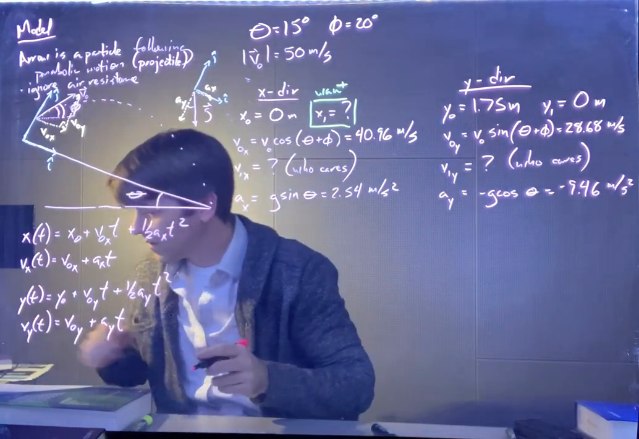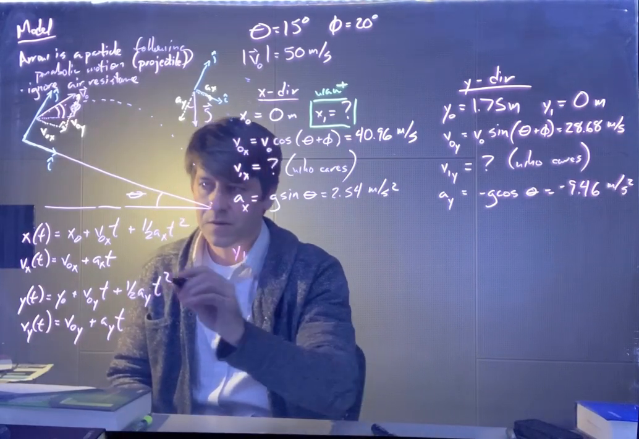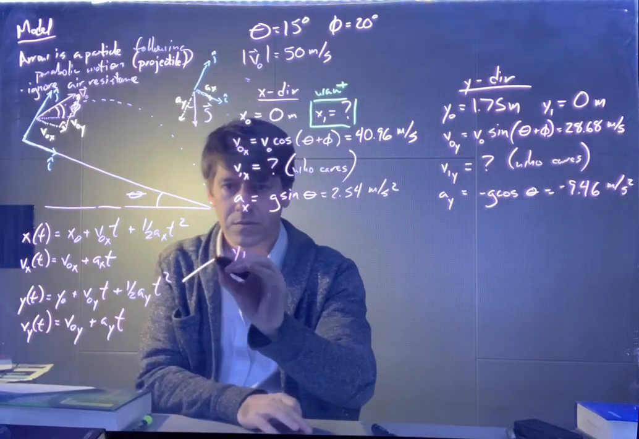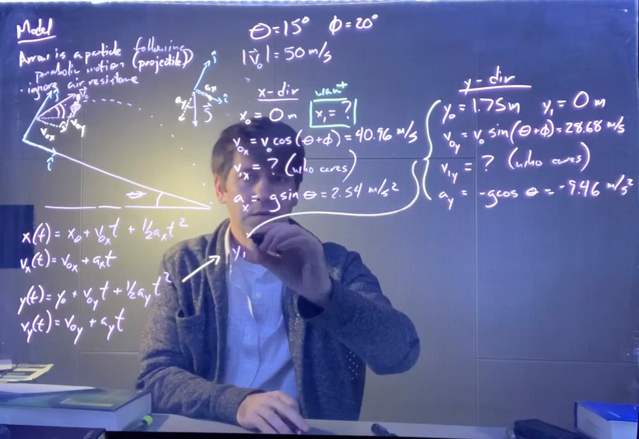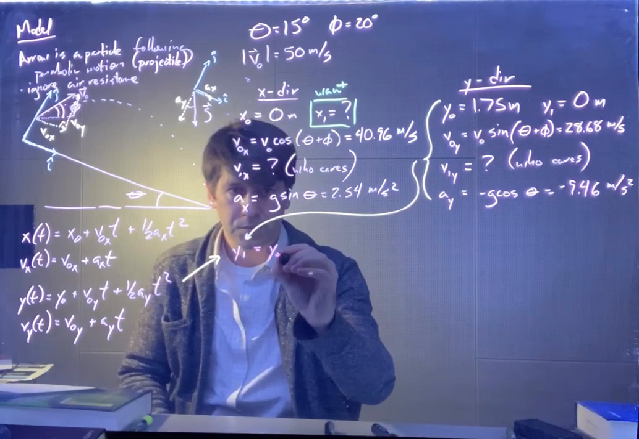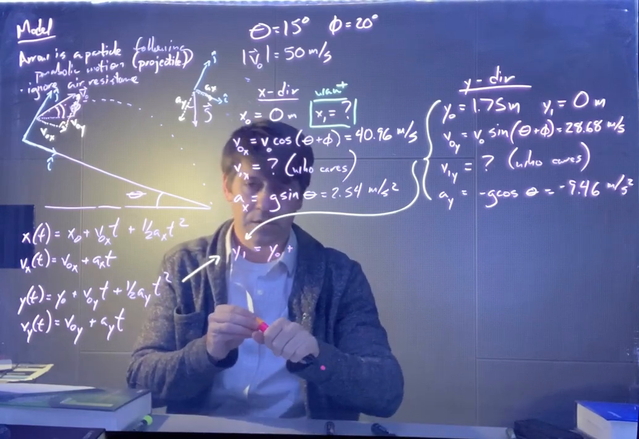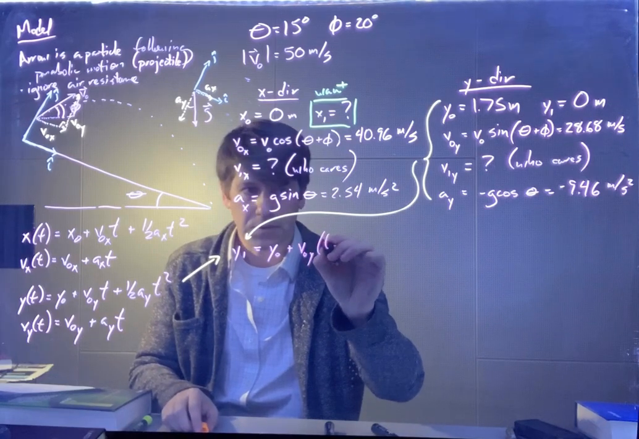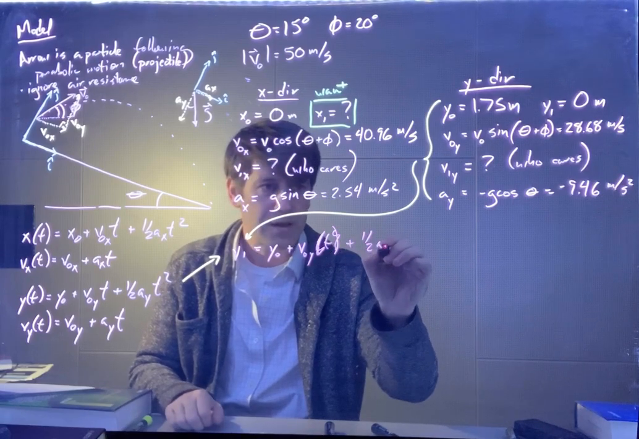So we're going to use this equation with this information. Plus v naught y times time. Oops, that's times time. Plus 1/2 ay t squared.